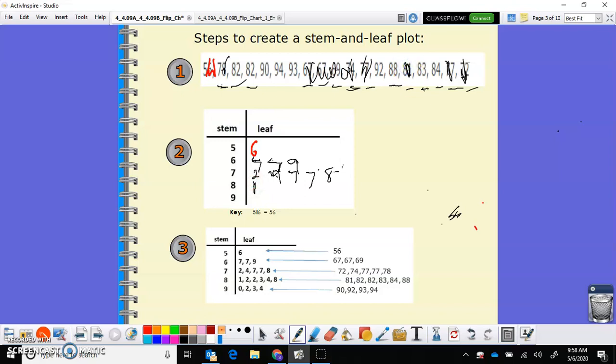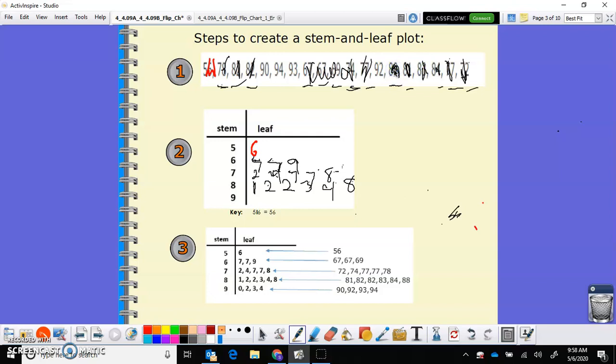Let's see, do I have 82? I do have two 82s, so I'm going to write that stem and that leaf down twice. And then we have a stem of 8 with a leaf of 3, a stem of 8 with a leaf of 4, and a stem of 8 with a leaf of 8. So that would be my last one. And then lastly, was there two 88s? Did I miss it? Nope, I didn't. Okay, so one stem of 88.